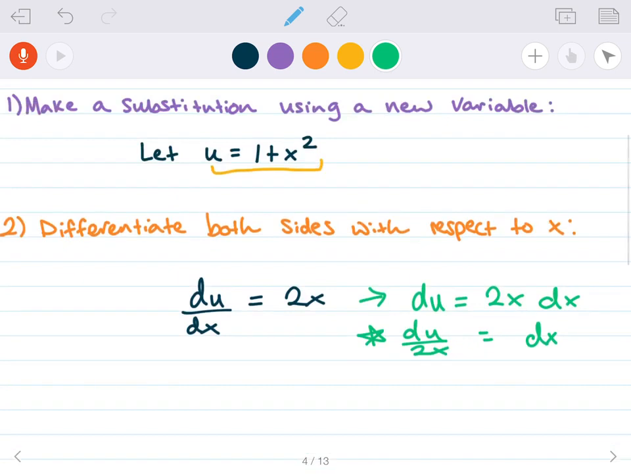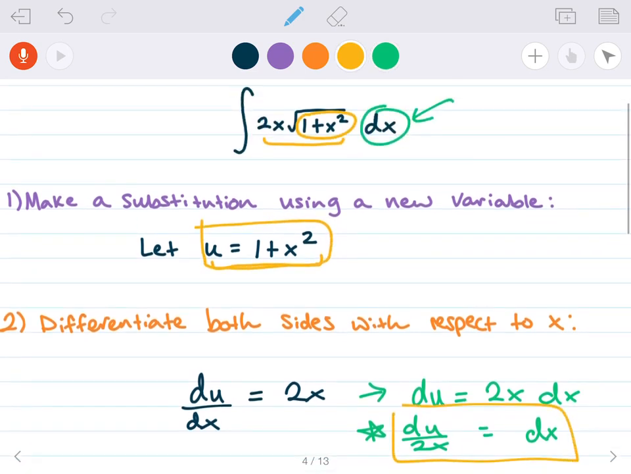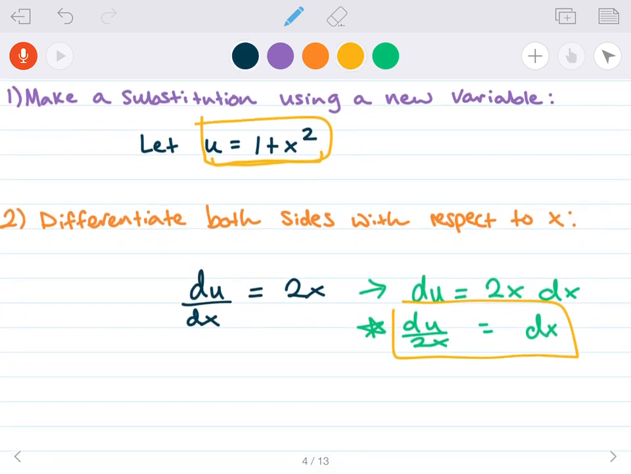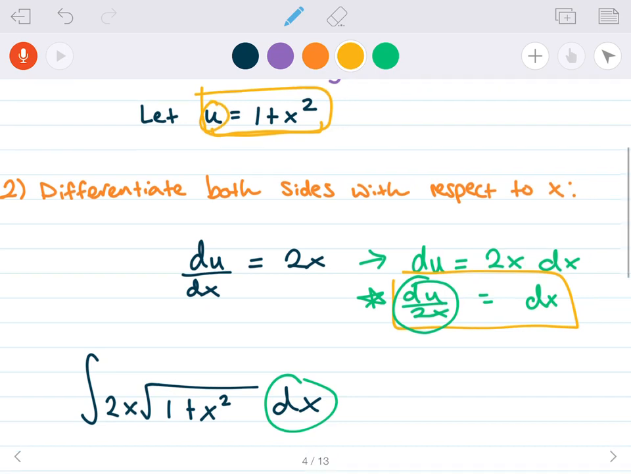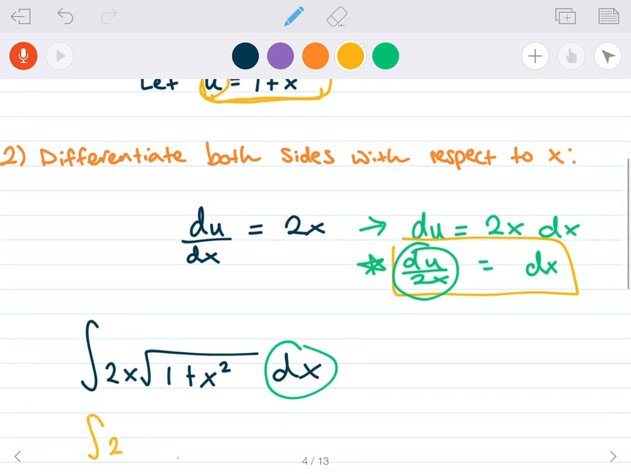Okay. All right. So far we have u is equal to this and dx is equal to this. So I'm going to sub these values into my original integral. So what was my original integral? Well, I had 2x times the square root of 1 plus x squared dx. And in for dx goes this, and in for 1 plus x squared goes u. All right. So what's going to happen here is I'm going to have 2x times the square root of u times dx, which is du over 2x.